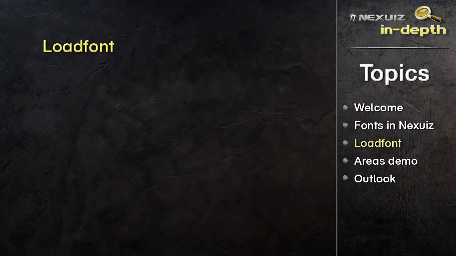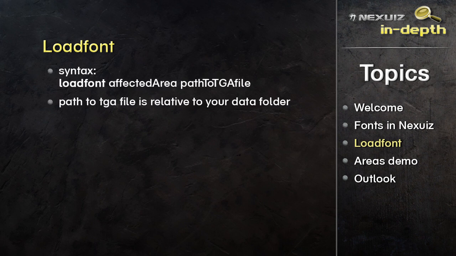Okay, let's finally go over to change the font for a couple of things. For this, you have to use the command load font. The syntax is load font, then the area you want to affect, and then the path to the TGA file relative to your data folder. For the moment, we don't know how to create a TGA file for other external fonts, so the only thing we can do at the moment is to replace, for example, the console font with the already existing sans serif font, and vice versa. But this should be enough to demonstrate the usage for now.